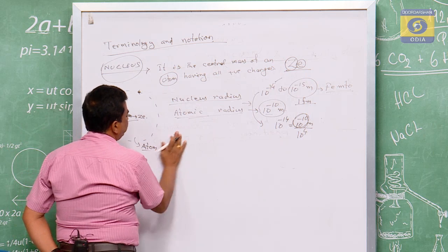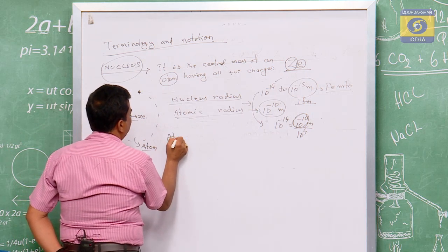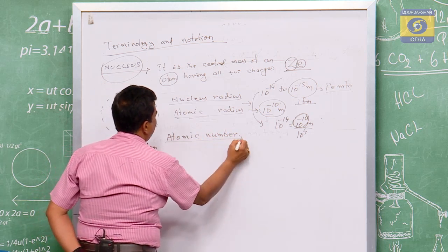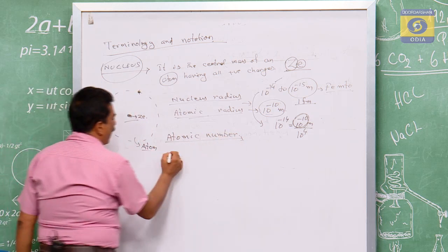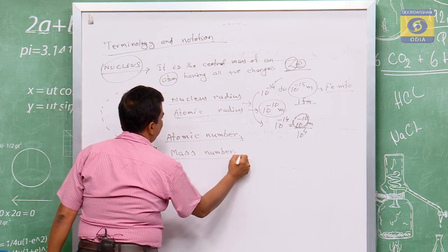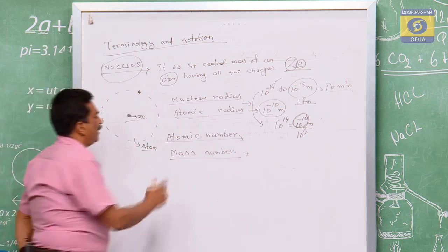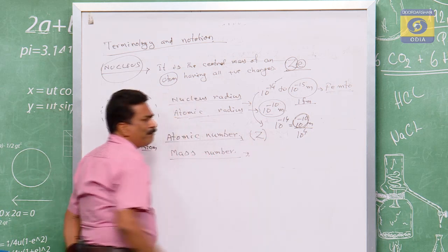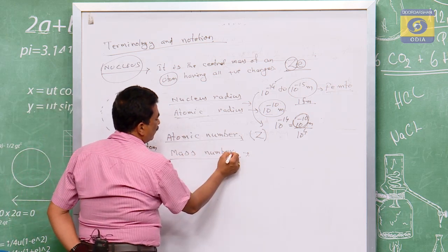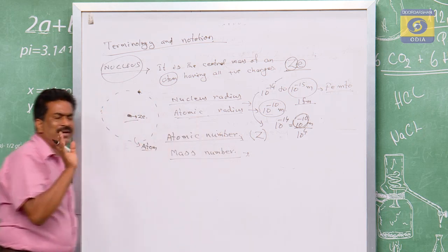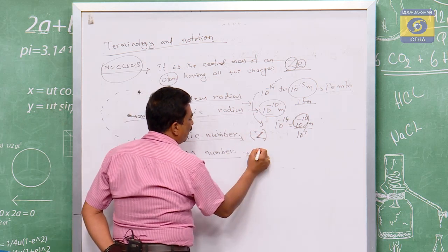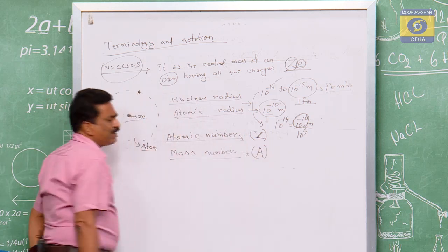Next comes the atomic number. Another term is the mass number. The atomic number is the number of electrons present, and that is known as the atomic number. The other one is the mass number. Both of these are numbers, which means they are only integers. This atomic number will be written as Z, and this mass number will be written as A. That is the mass number.